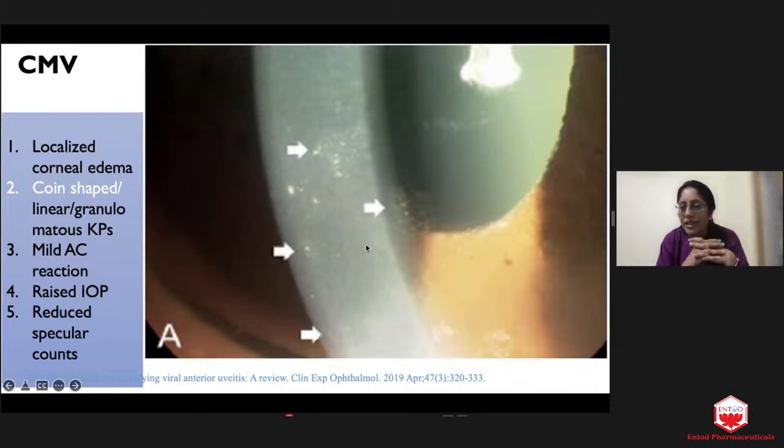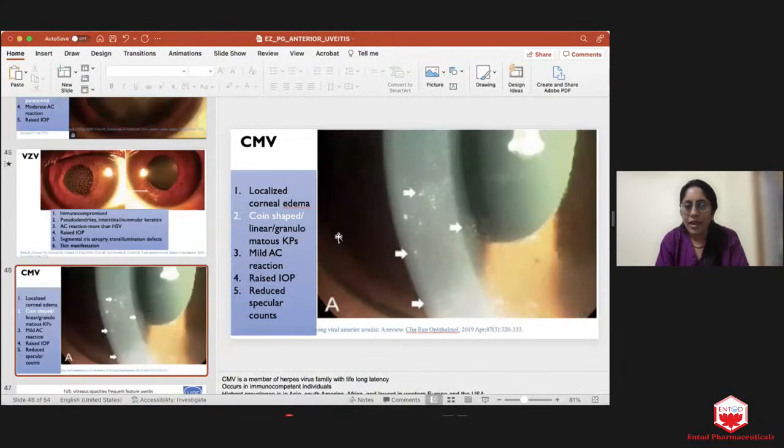So any patient presenting with recurrent anterior uveitis with few small diffuse KPs and very high pressure, the pupil can have no changes, or the iris can have a moth-eaten pattern. So this fits into viral anterior uveitis. And it is much more common than we think it is.